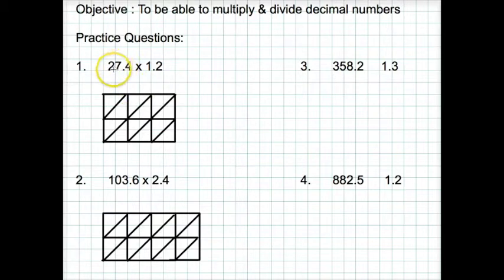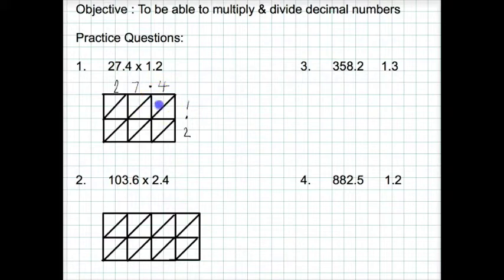So what we do, we've got our grid here, which is 3 by 2, because we've got 3 digits and 2 digits. We write our 27.4 along the top, making sure that your decimal is directly over this line. And we write the 1.2 down the side, again making sure that the decimal point is directly next to this line. Then we multiply these together.